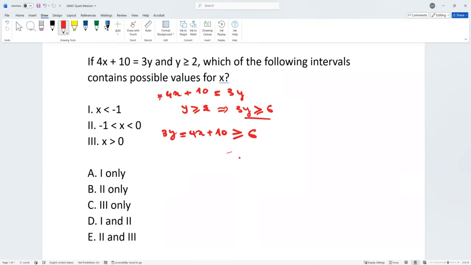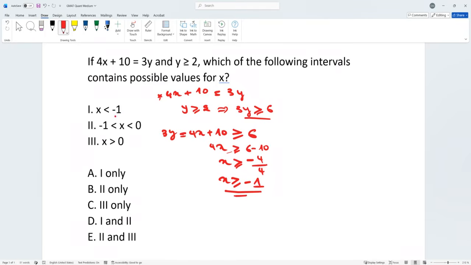And if we continue the operation, we will have 4x greater than or equal to 6 minus 10, and x will be greater than or equal to minus 4 over 4. x is greater than or equal to minus 1. So now we have x. The question is asking us which of the following intervals contains possible values of x. So it's possible values, not all the values, possible values.